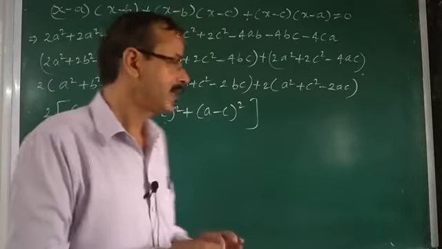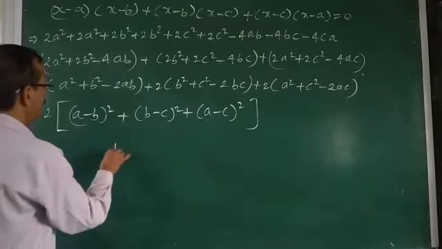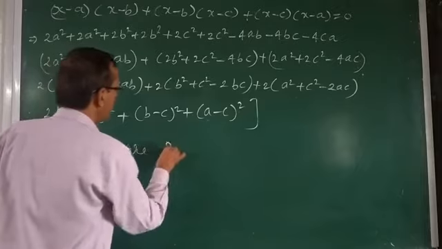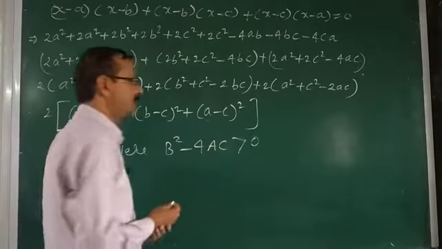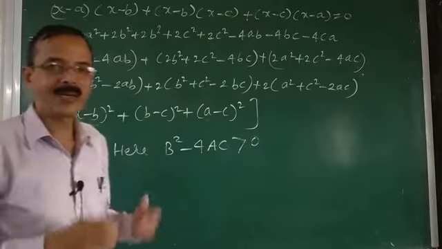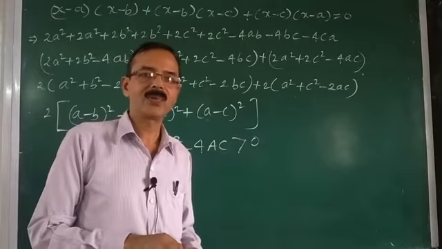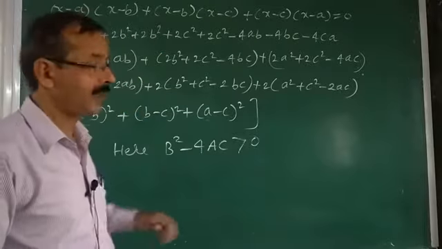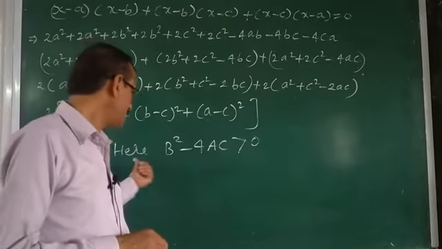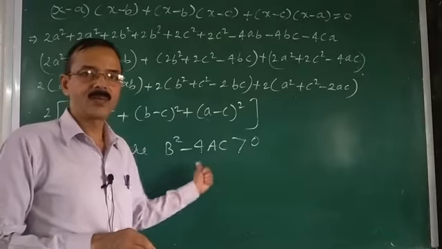So what can we say? We can say b square minus 4ac is greater than 0. If it is greater than 0, which type of root will it be? Real roots. Our question was to prove that there are always real roots. Yes. Hence proved that there will be real roots.